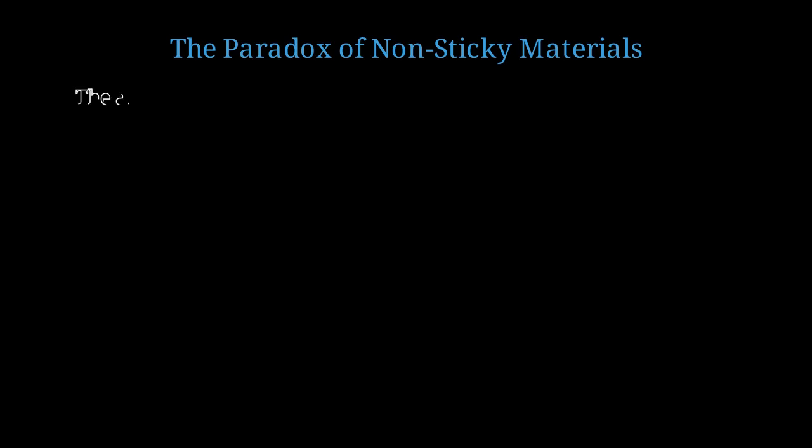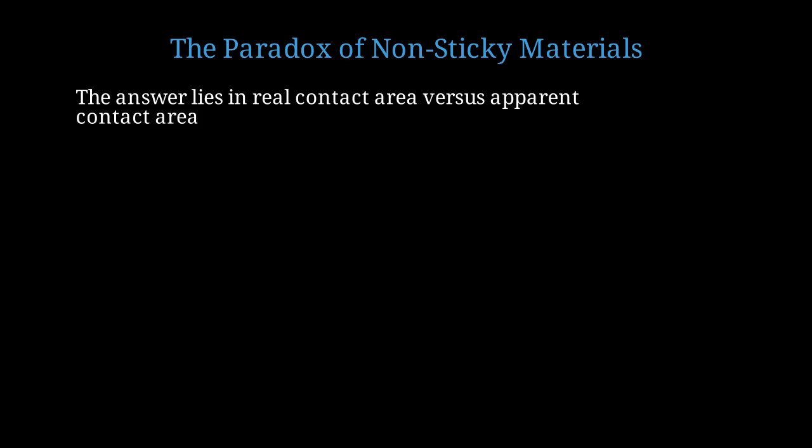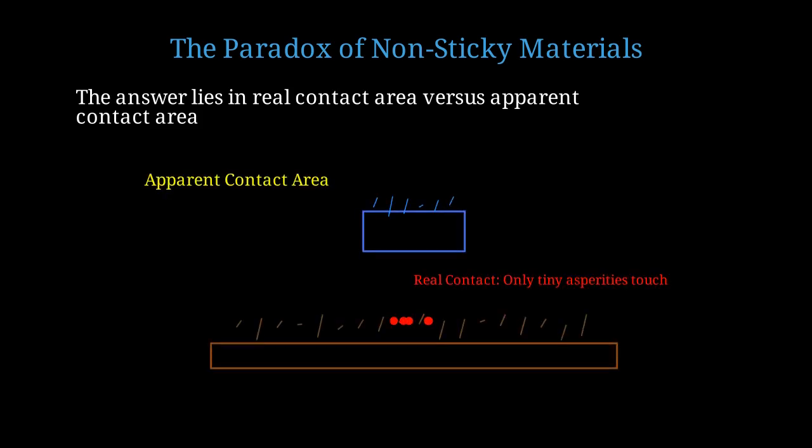Why is this? The key is understanding the difference between apparent contact area and real contact area. When you look at a surface with your eyes, you see the apparent area. But at the nanoscale, only tiny asperities actually touch. Imagine two rough surfaces coming together. The apparent contact area is large, but the real contact happens only at a few nanoscale asperities. These tiny contact points are where adhesion concentrates.